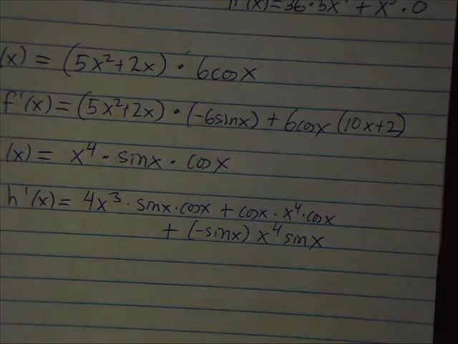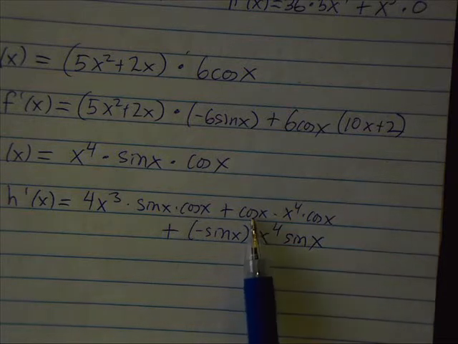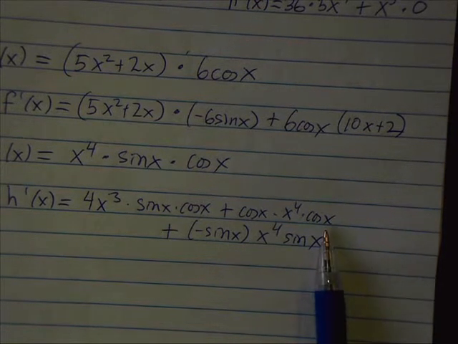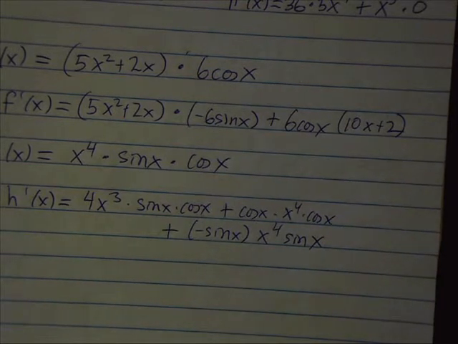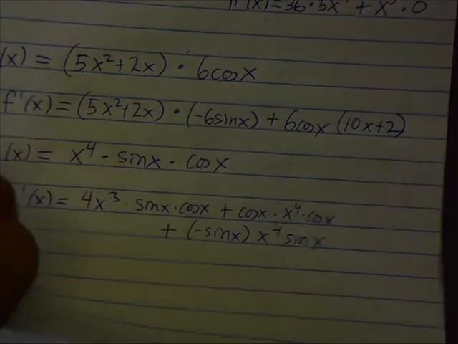Is it okay to leave it in this form as well? Absolutely. And this one you could simplify a little bit. It would be nice, I suppose, if we wrote cosine times cosine is cosine squared, and sine times sine is sine squared. And if we really wanted to get fancy, I guess we could factor an x cubed out of everything. At this point, I don't care if you simplify or not. Leave it like that. Okay, along with the product rule, we also have a quotient rule.